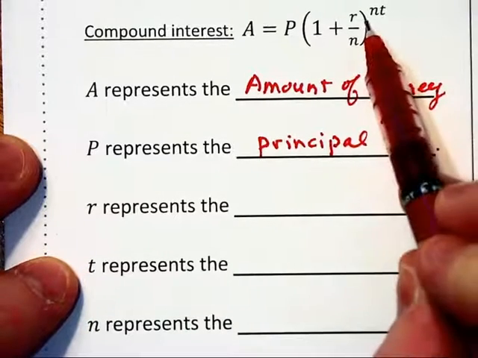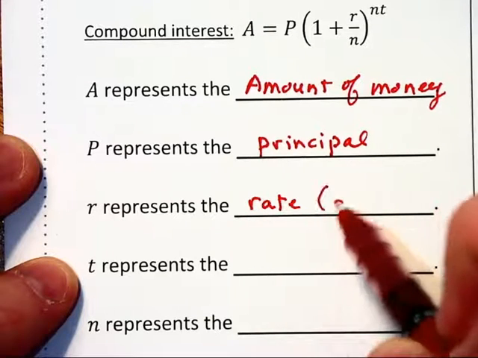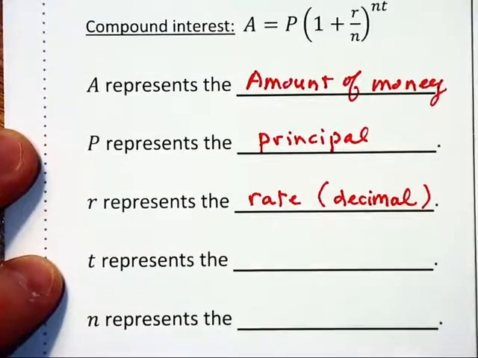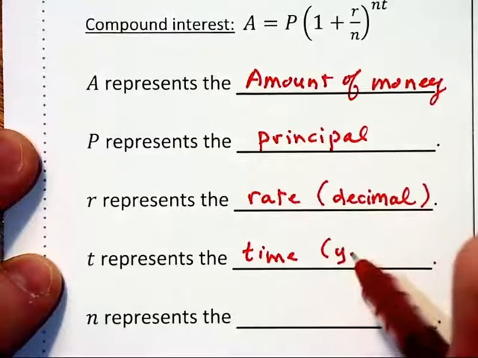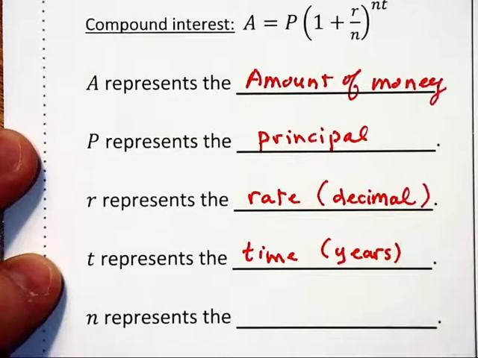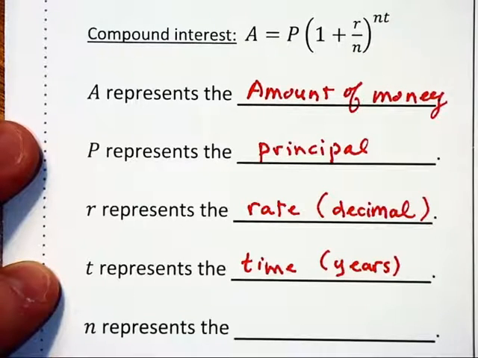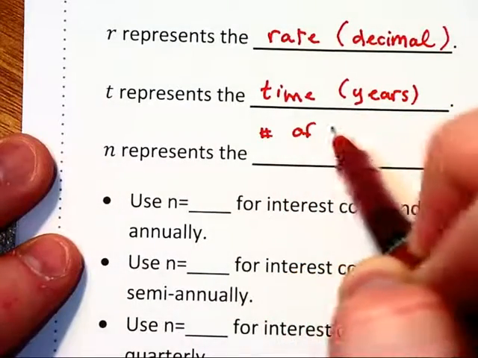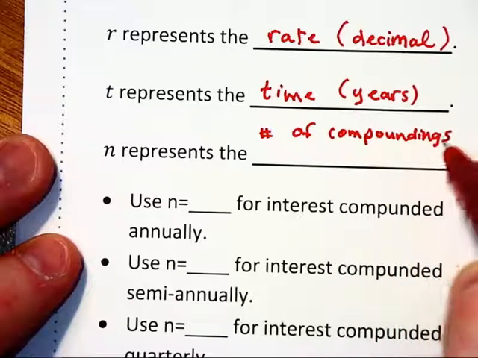R up there in the numerator of that fraction is going to be the interest rate, and it's going to be in decimal form. T is going to represent the time, and that is going to be in years unless you are told otherwise. And then N shows up in two different places, both in the denominator as well as in the exponent. N represents the number of compoundings per year.